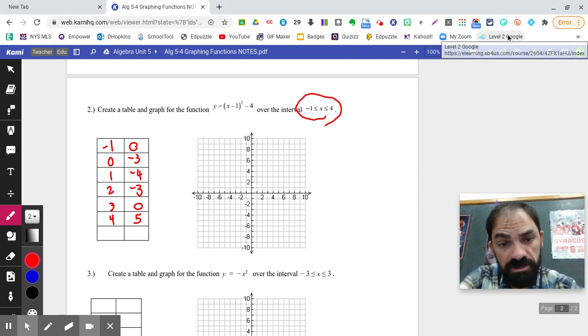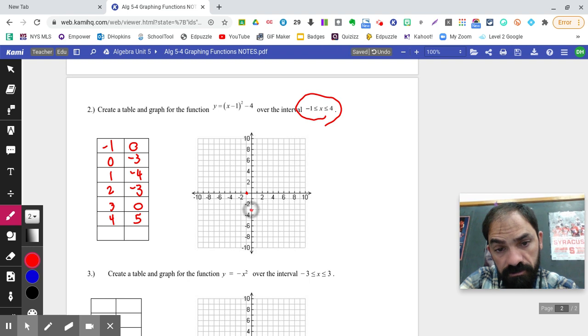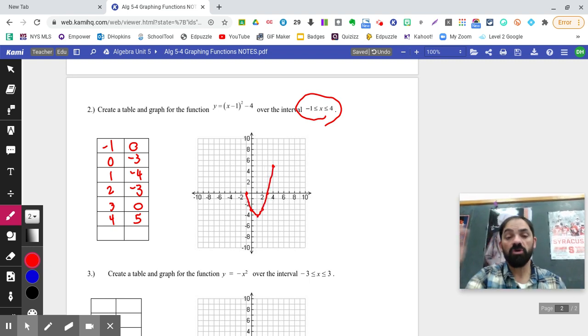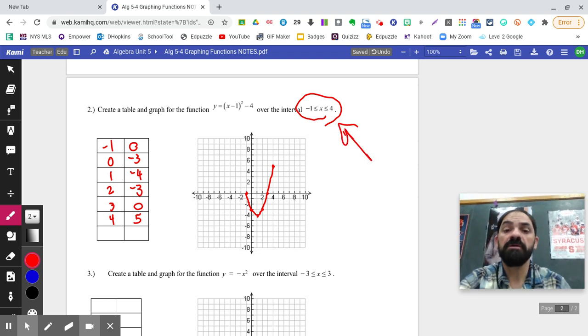All right, so -1, 0, 0, -3, 1, -4, and 4 was 5. Now it told me to stay within that interval, -1 to 4, right here. See that? So I cannot graph beyond it. I don't want to put arrows on my graph. It's going to end just like that.